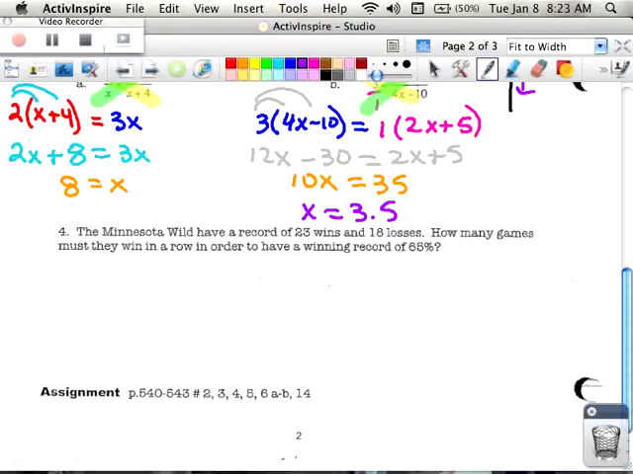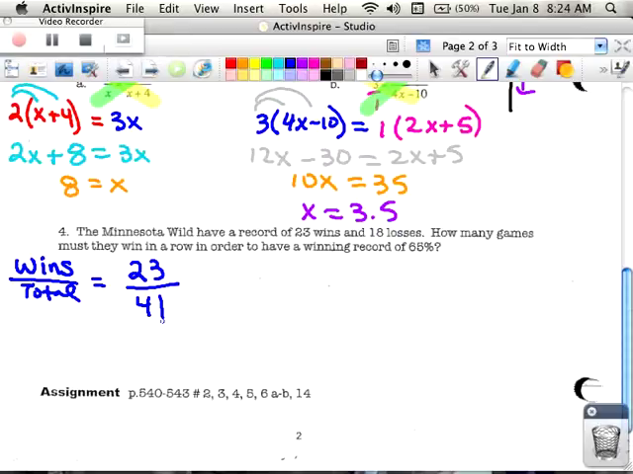Minnesota Wild had a record of 23 wins and 18 losses. So if you were to find out their winning percentage right now, the way that you would do that is you would say that they have a certain number of wins divided by a certain total amount, and that would tell you their percentage. That's how you calculate your percentage as a team. So currently, what that's saying is that I have 23 wins out of a total of 41 games.